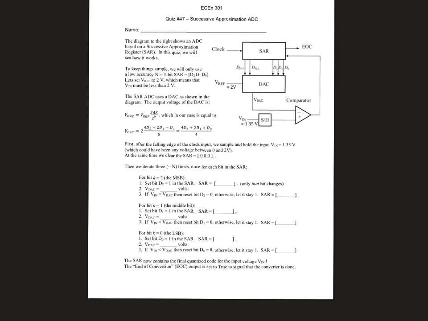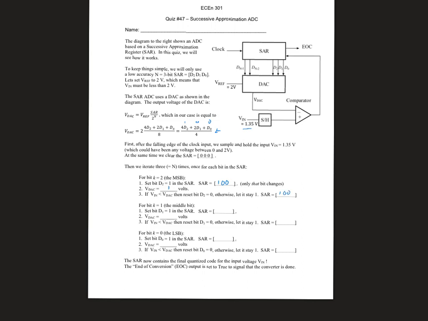So on the most significant bit, we get a 1, 0, 0. Now the voltage that comes out, so in other words, we have a 1, 0, 0 here. So it'll be 4 divided by 4. So we get 1 volt that comes out. And the input voltage is 1.35. So 1.35 is bigger than 1. So we'll go ahead and set that bit. So the source is 1, 0, 0.